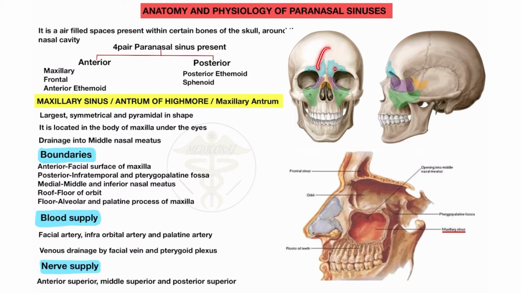First, this is the frontal sinus. Second, this is the ethmoidal sinus. This is the maxillary sinus. These are the largest sinuses in our body, the largest paranasal sinuses. This is the maxillary sinus.